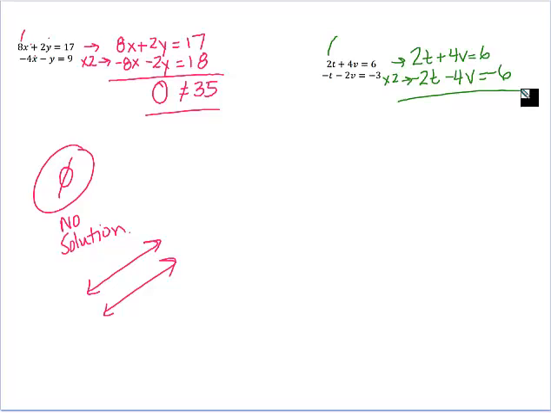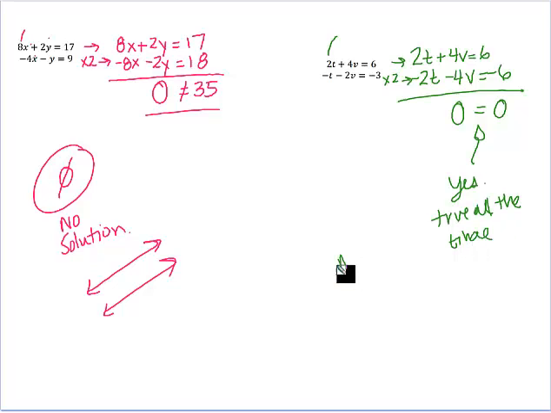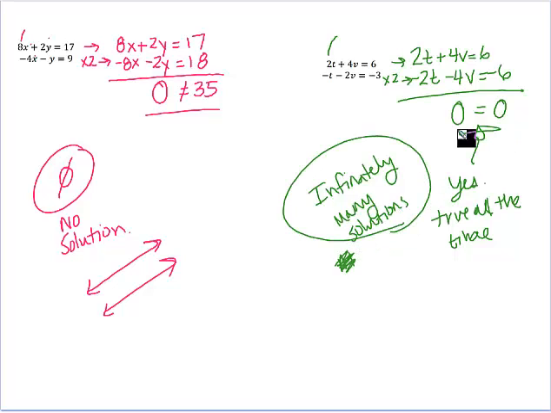Now look what happens. My t's and my v's cancel to give me 0. 6 minus 6 is 0. Will 0 equal 0? Yeah. This is true all the time. So what this means is that we have infinitely many solutions. Okay, so if you get something that's true here, like 0 equals 0, it's infinitely many solutions.